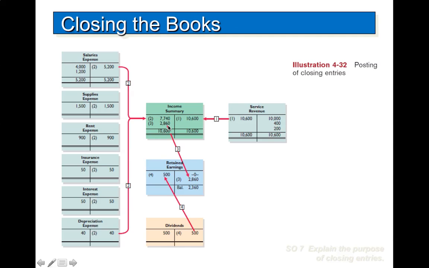So you're going to close income summary, you debit 2,860, credit retained earnings. And then the last one you close is your dividends account. Again, the order: revenues closed first, then expenses, then income summary, then dividends.